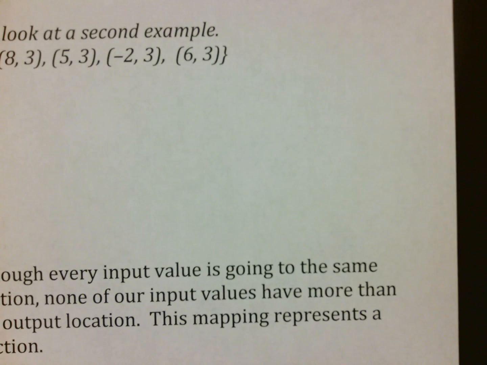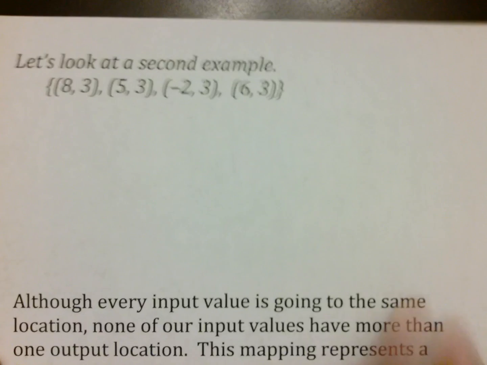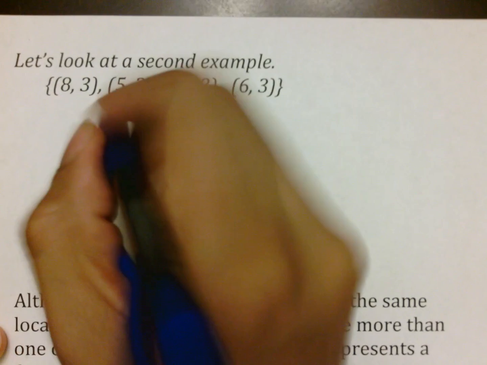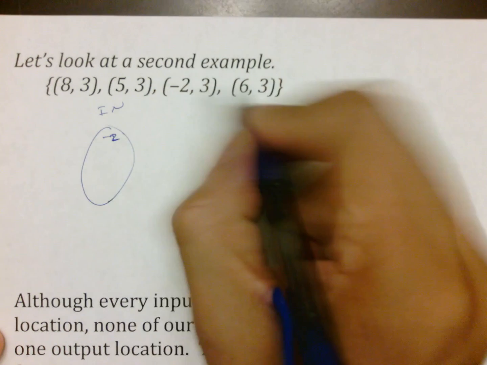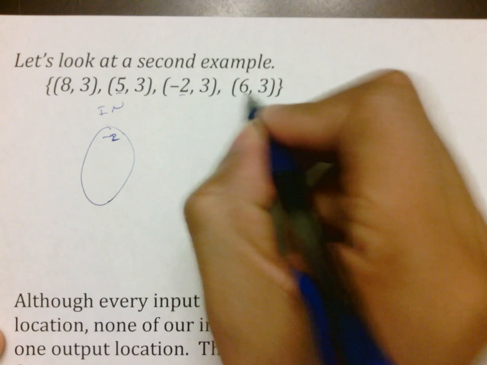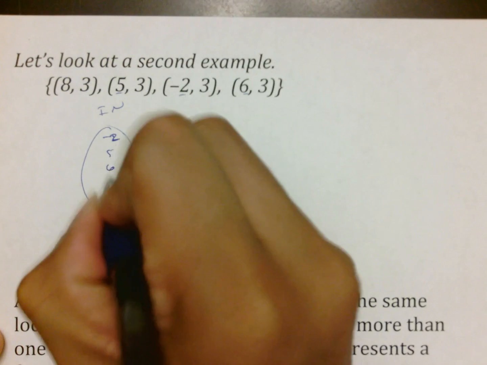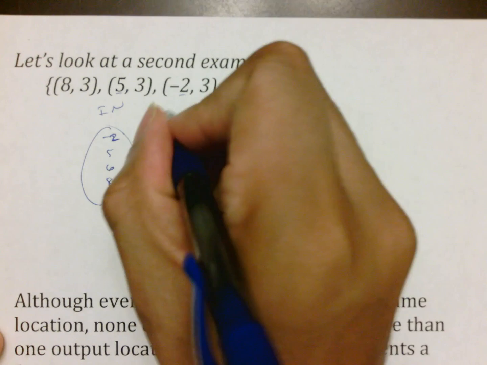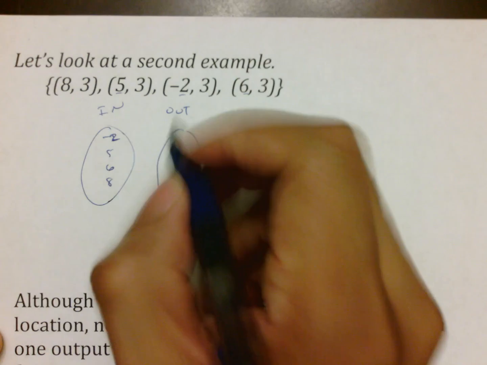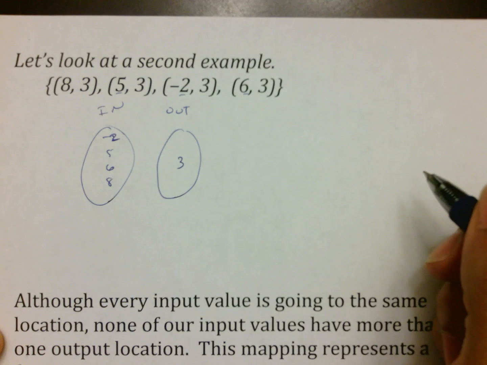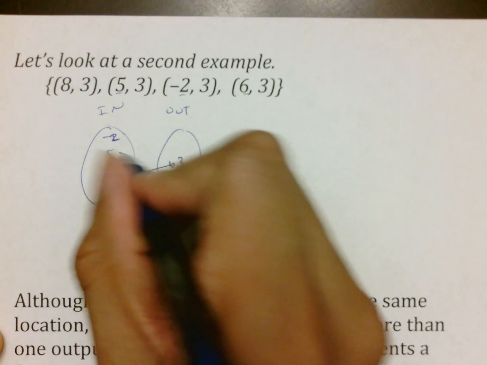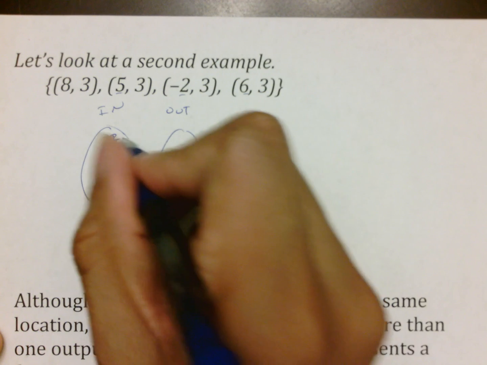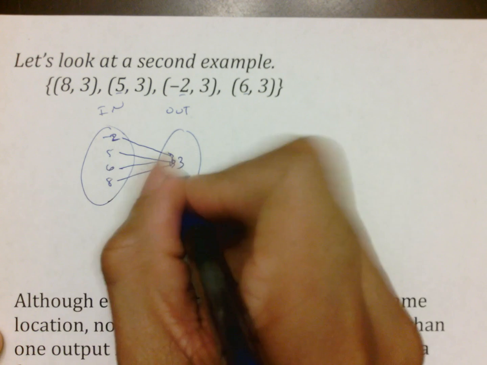Alright? So look at a second example here that you should copy also. Again, my n values are -2, 5, 6, and 8. My out values are 3. That's it. And so we know that 8 goes to 3, we know that 5 goes to 3, we know that -2 goes to 3, and we know that 6 goes to 3.